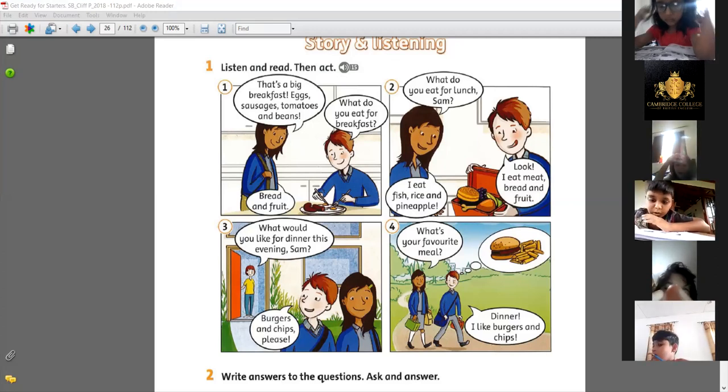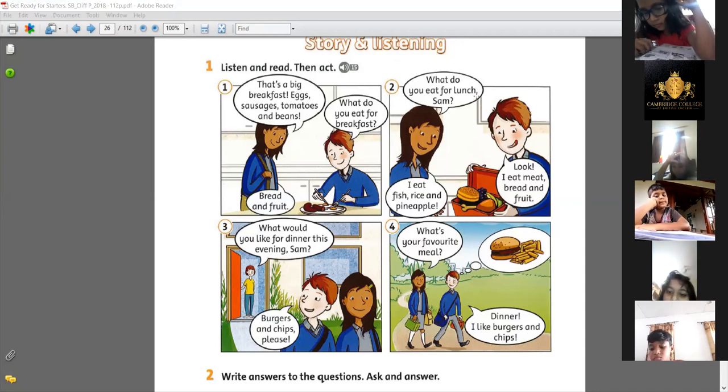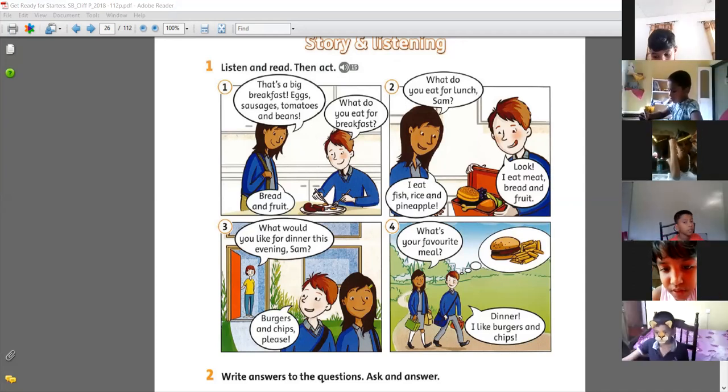2. What do you eat for lunch, Sam? Look, I eat meat, bread and fruit. I eat fish, rice and pineapple.